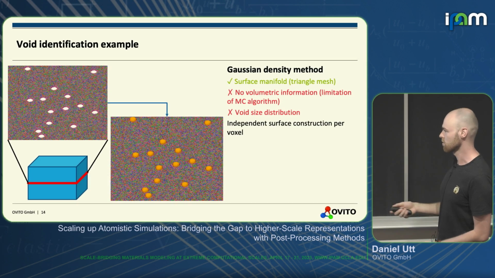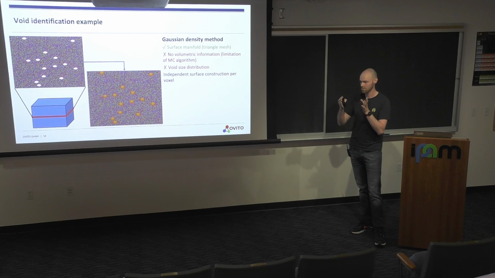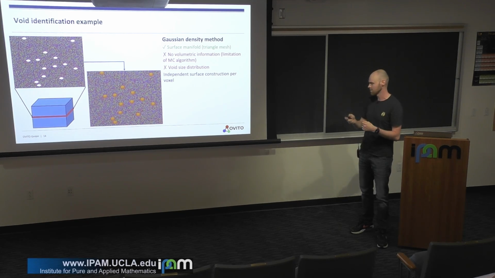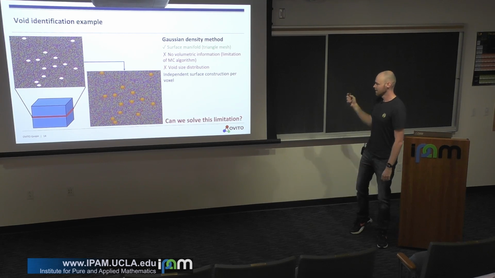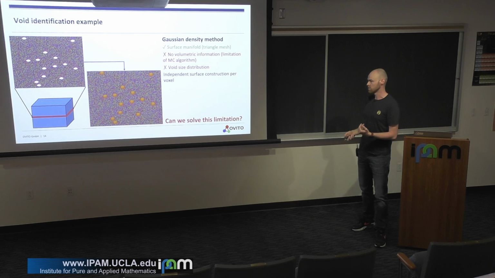And this restriction comes from the fact that this method actually constructs these surfaces element-wise for each voxel and not for the whole sample at one time. And so the question is, can we solve this limitation for our users and make new features available?